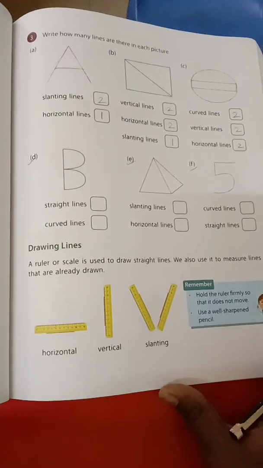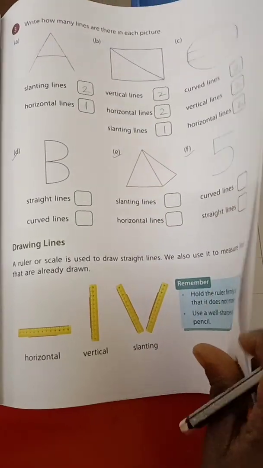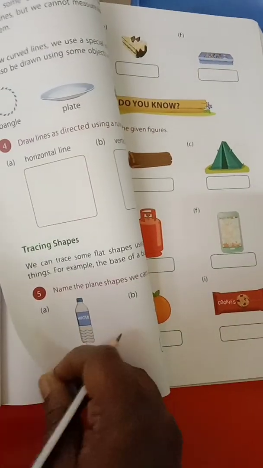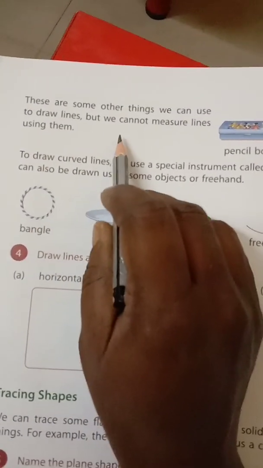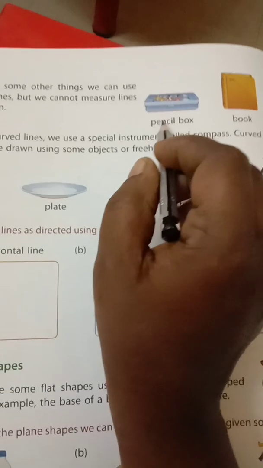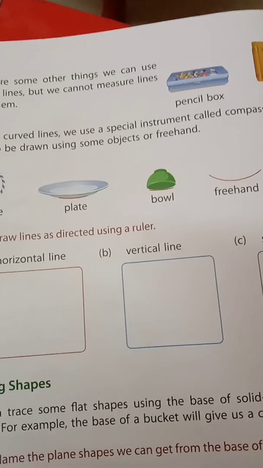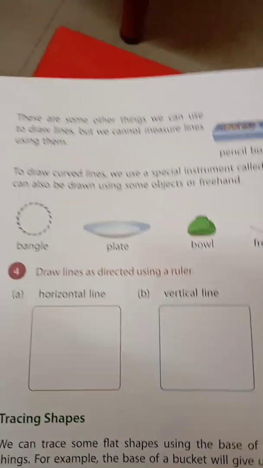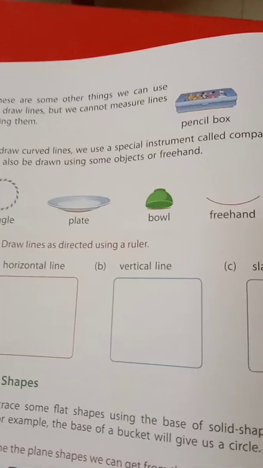Let us turn to page 138. Then what is there on 138? See, there are some other things we can use to draw lines, but we cannot measure lines using them. With a pencil box also we can draw a line. With a book also we can draw a line. But we can't measure with the pencil box or a book. We can just draw a straight line, but we cannot measure it.